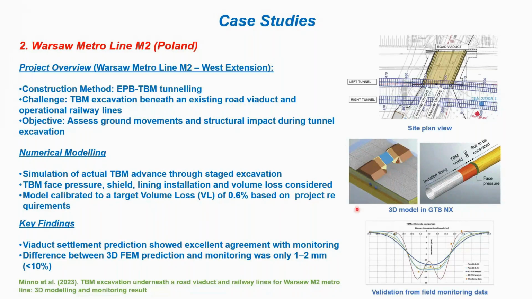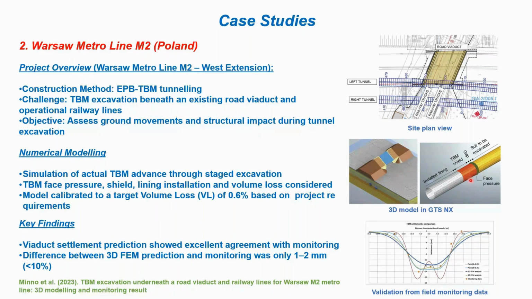So for that, the model has been created in GTS NX, considering the different forces involved, as I mentioned in the previous slides during the tunneling process, and a target volume loss of 0.6% has been assumed based on similar tunneling projects within this metro line construction. So based on that, 0.6% volume loss has been applied to the model, and the face pressure of the TBM has been calibrated.